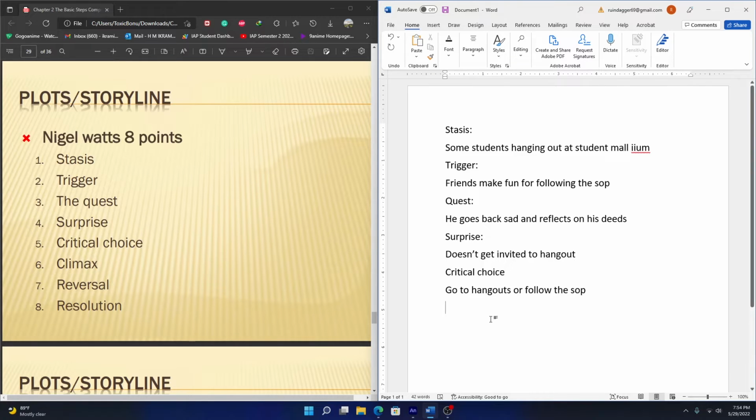So the next one is climax, which should be connected to the critical choice. For my story, climax.